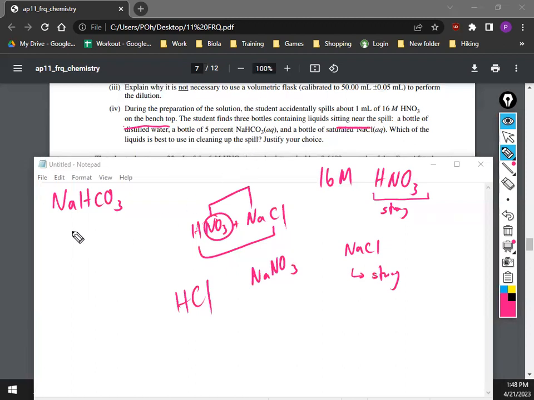And if you want to get very specific, this is going to dissociate into Na+ and HCO3−. This right here is going to react with the hydrogen, and that's how it's going to clean up the spill. Okay.